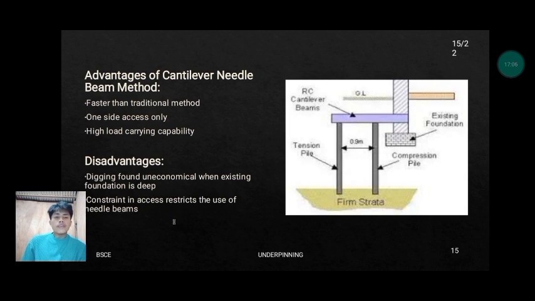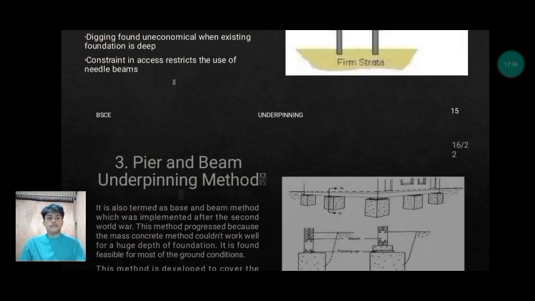So the underpinning by the cantilever beam method also has its advantages and disadvantages. Its advantages are that it is faster than the traditional method, needs one-side access only, and lastly, has high load carrying capability. While the disadvantages are that digging is not economical when the existing foundation is deep, and lastly, constraint in access restricts the use of needle beams.